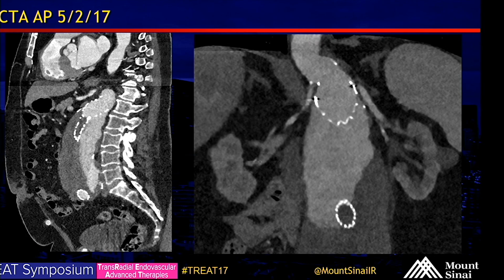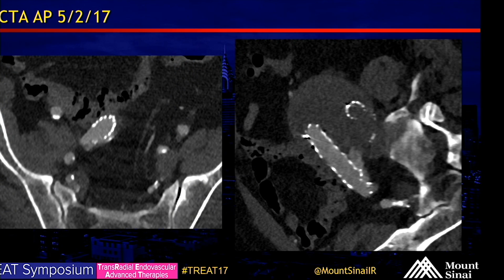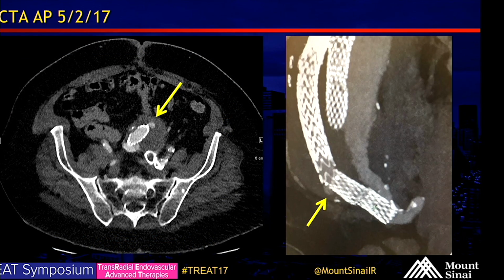These are some still images. This is the superior aspect of the stent graft. There's a curved planar format of the renals at the superior aspect. Next slide. This is the distal right-sided limb. Next slide. An additional area distally in the aneurysmal sac.